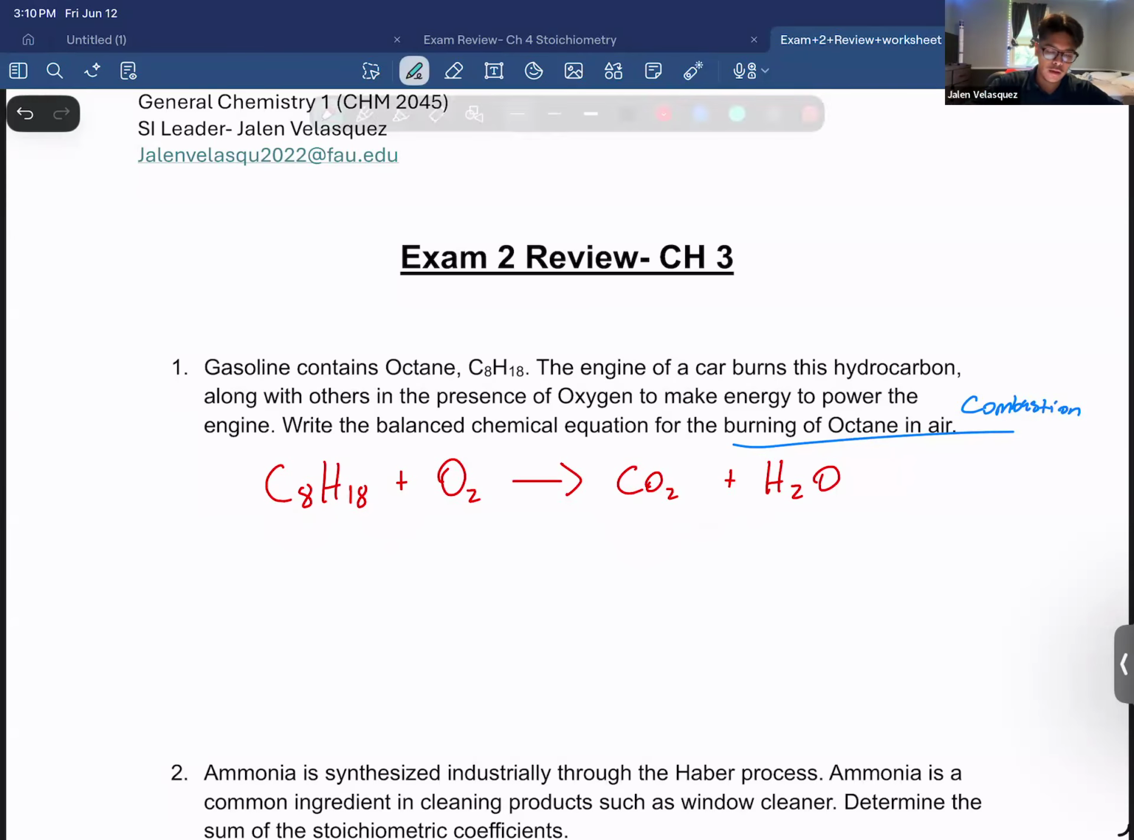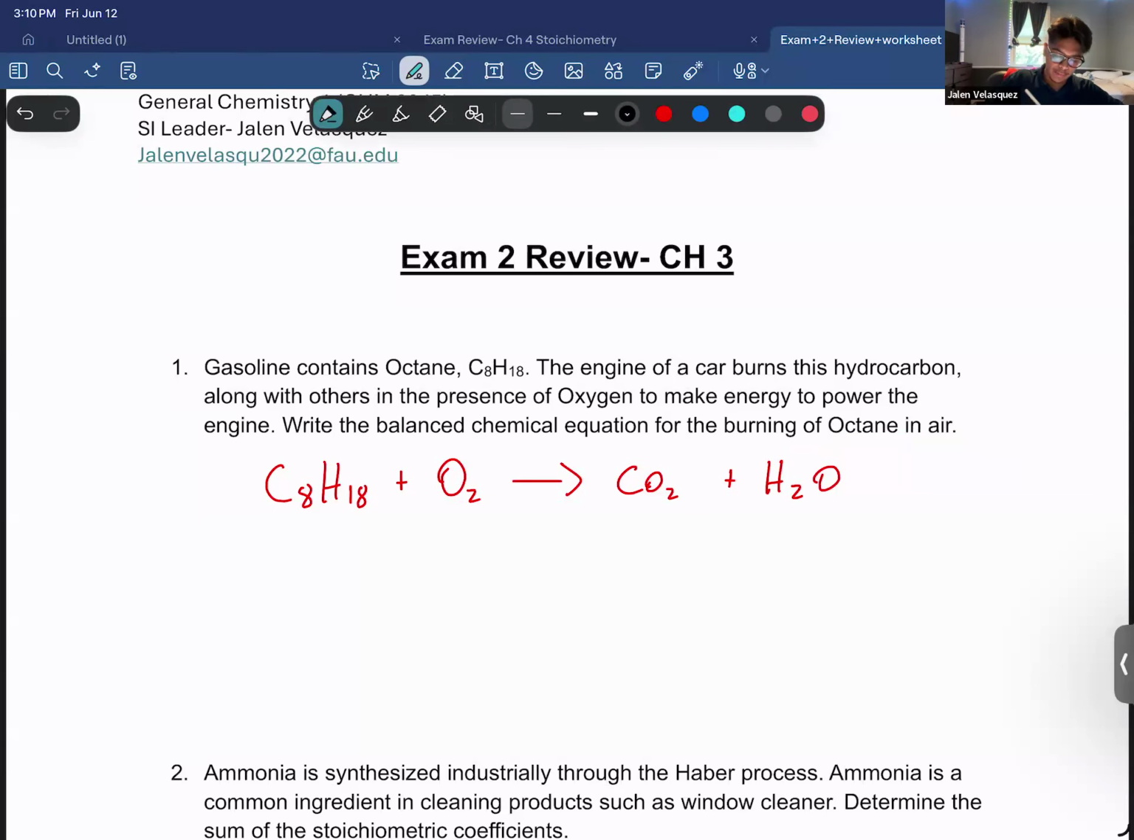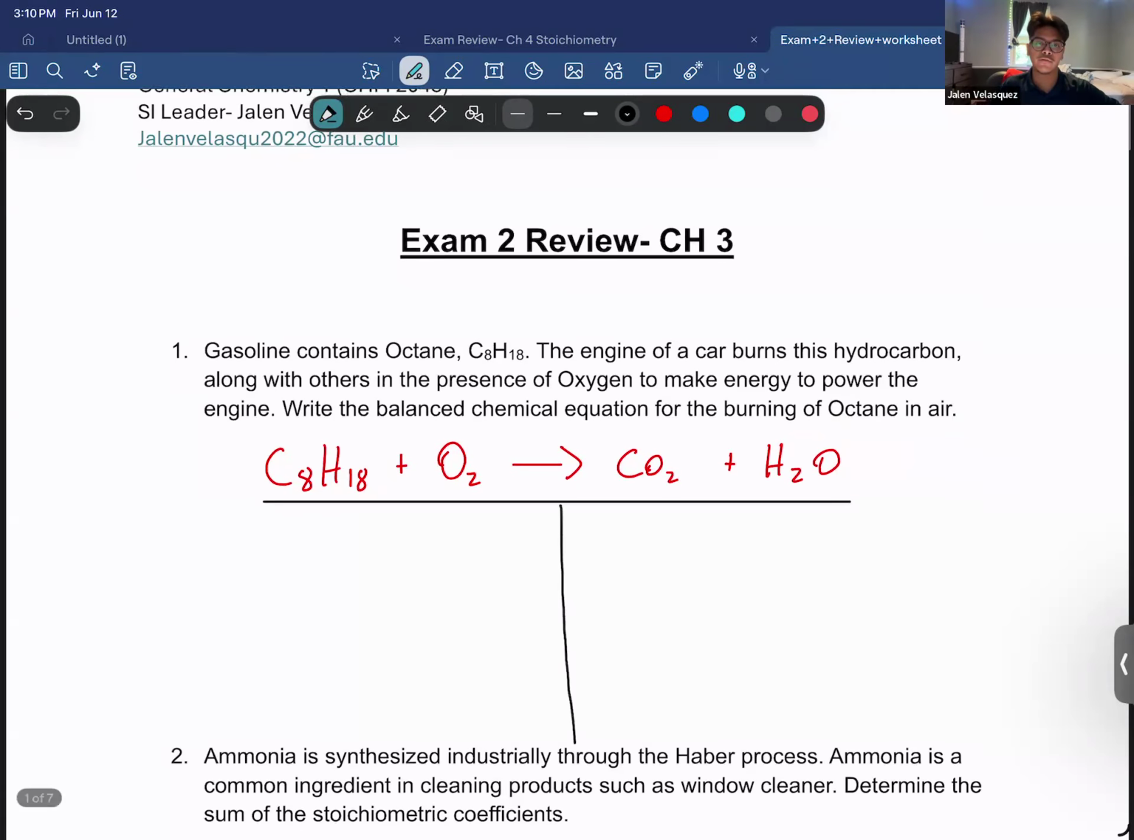Okay, so the way that I balance chemical equations is I'm going to erase this to clean it up a little bit. What I do is I make a little T-chart and essentially take inventory of everything that I have, right? So on my left side, I have carbon, hydrogen, oxygen. So let's count and see how many of each we have. Carbon, we have 8. Hydrogen, we have 18. And oxygen, we have 2.